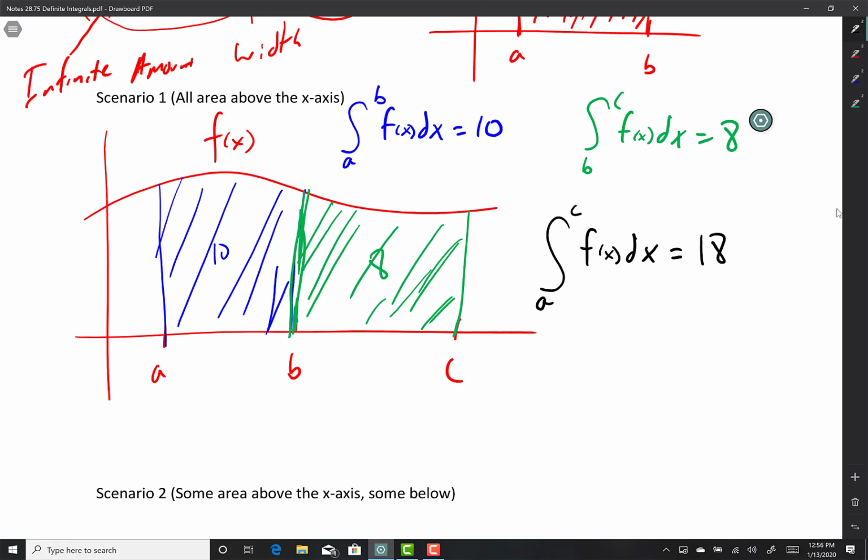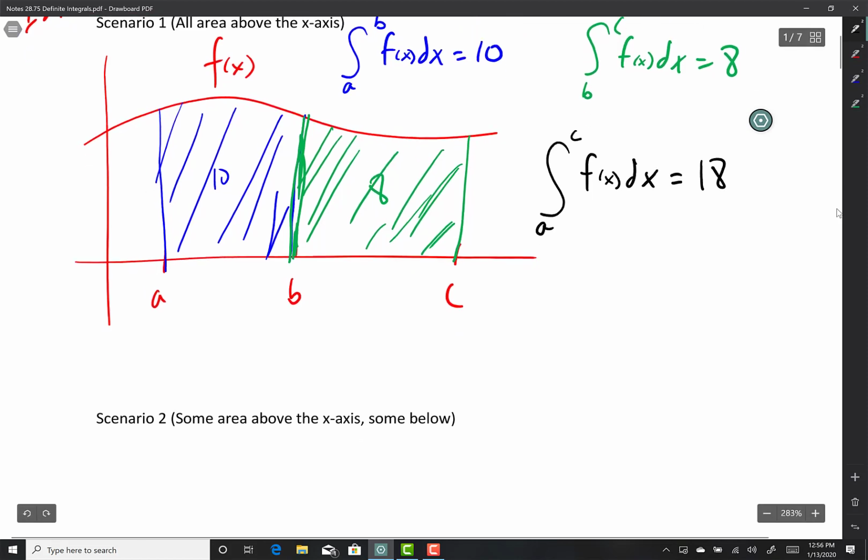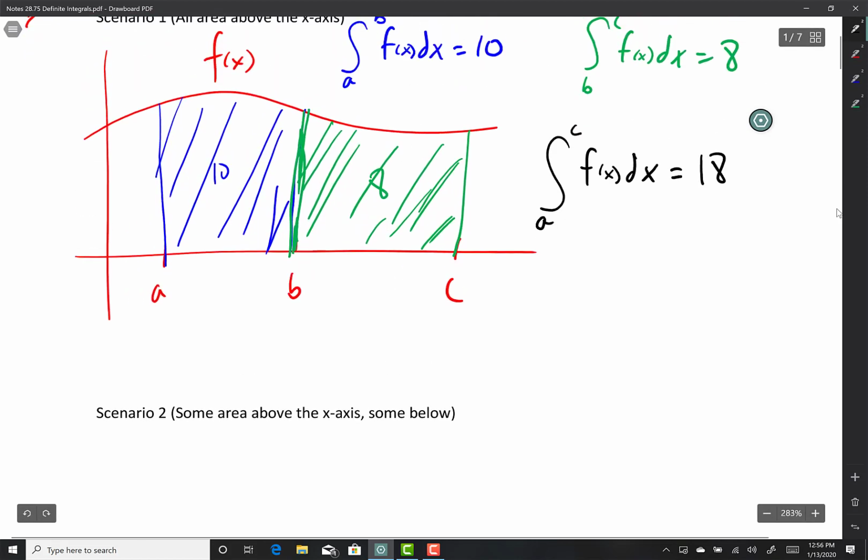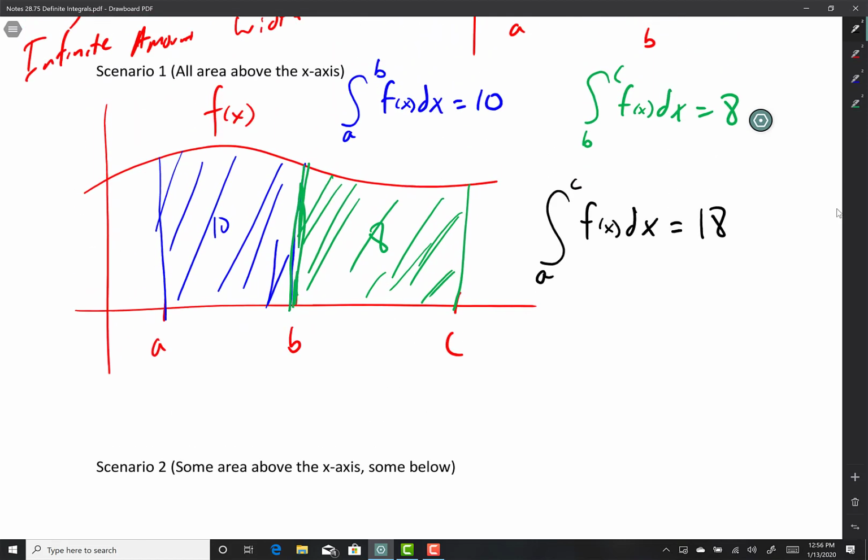Pretty easy? Okay. So let's go to scenario 2. I just added them, Miss Schmidt. The area under the curve from A to B was 10. The area under the curve from B to C was 8. So 10 plus 8 was 18. Don't worry, we're going to go into details about the properties.